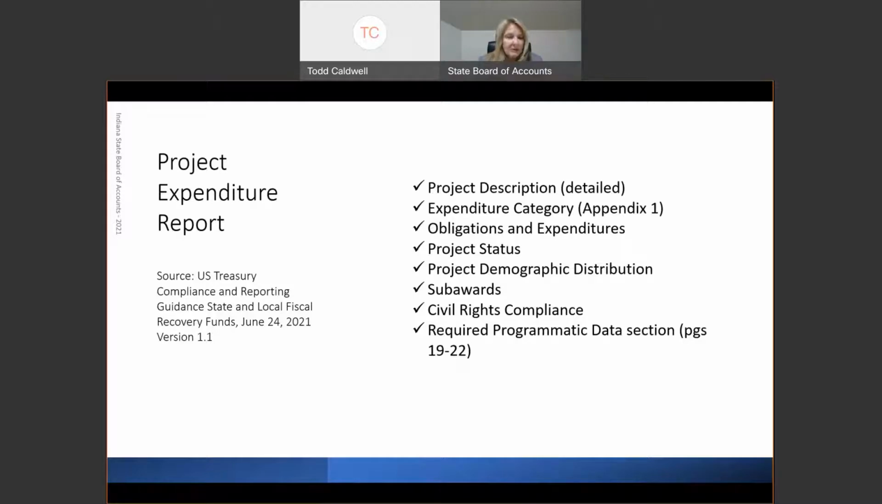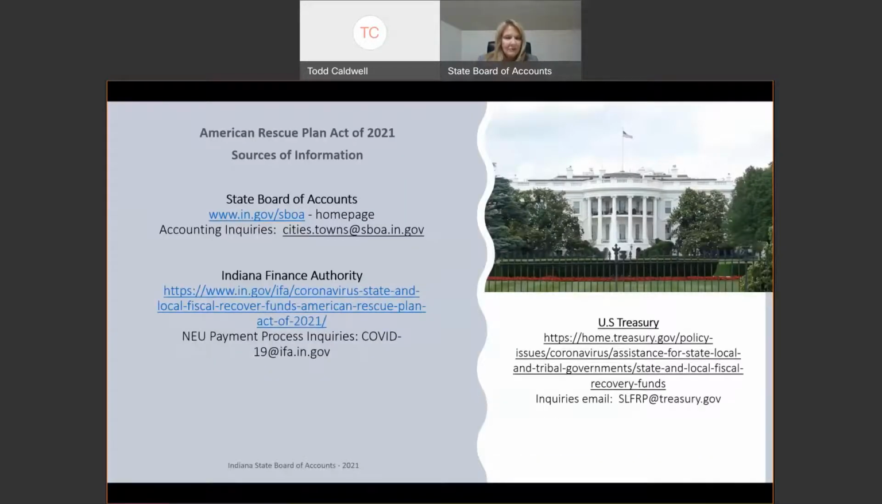So that's all information that, again, you need to review in the programmatic data section in the guide so that you have an idea of the information that you need to gather now for when it's time to do the report. And then on the next slide is some information from our agency, the Indiana Finance Authority, and of course the U.S. Treasury, and of course AIM and the National League of Cities has a lot of information for you as well on how to handle the money from the American Rescue Plan Act.